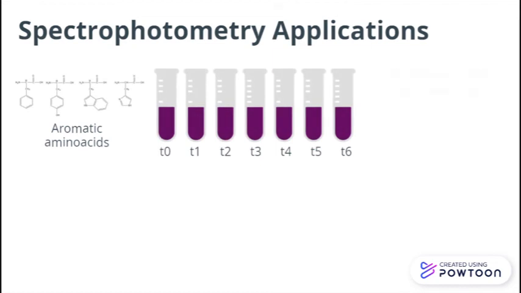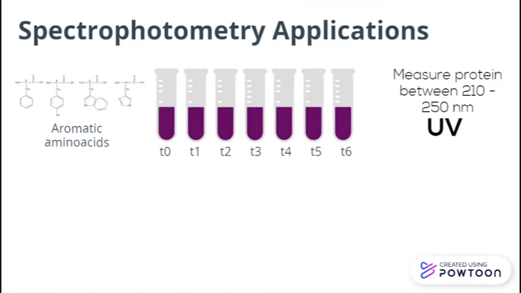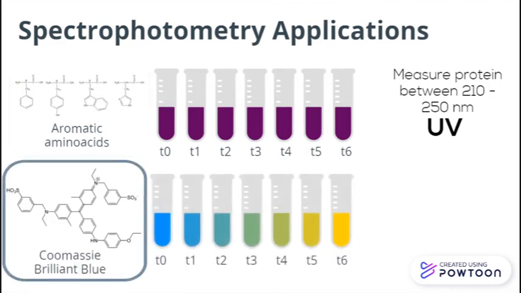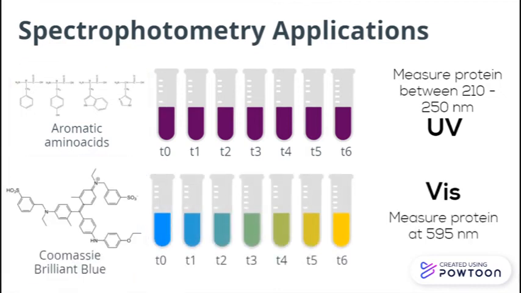In biotechnology, protein determination is essential for several purposes. This measurement can be done by different methods. Some of them use the UV spectrum to measure aromatic amino acids in the sample's proteins. Others use specific reagents to enable protein quantification in the visible spectrum.